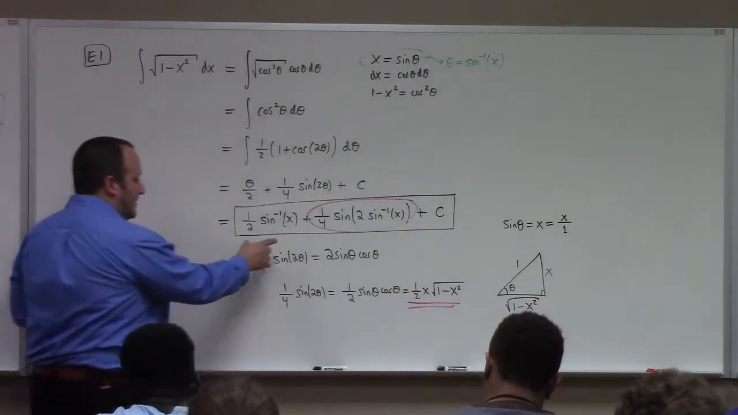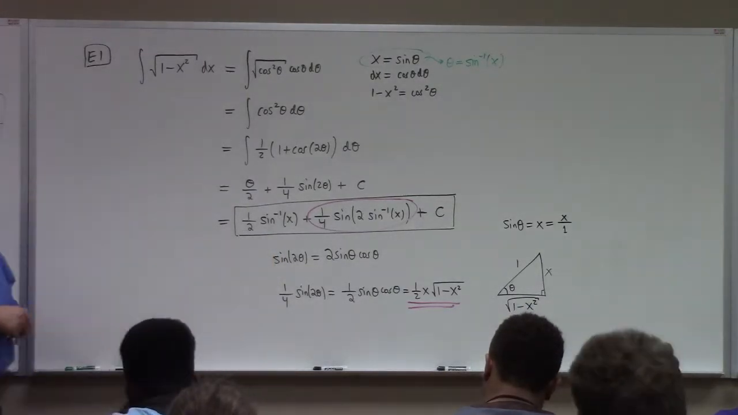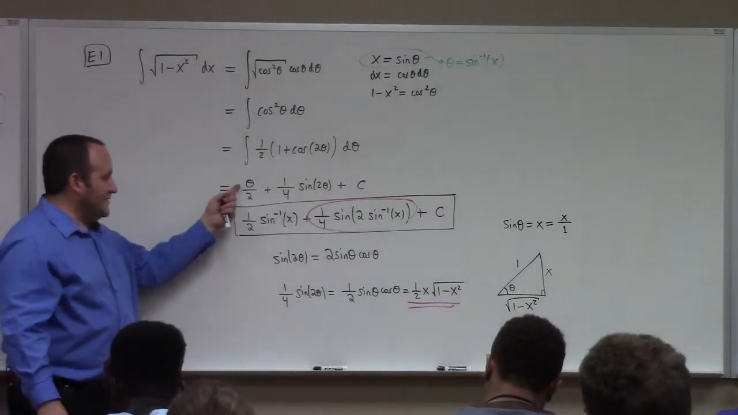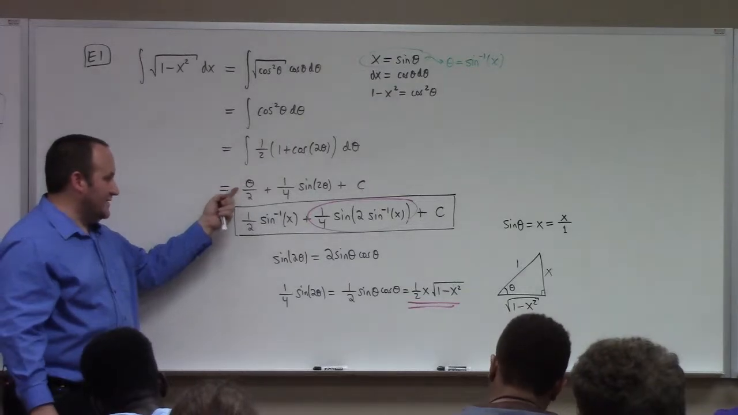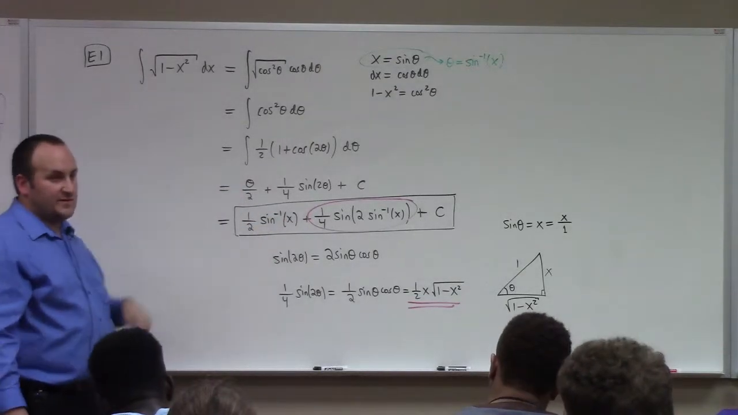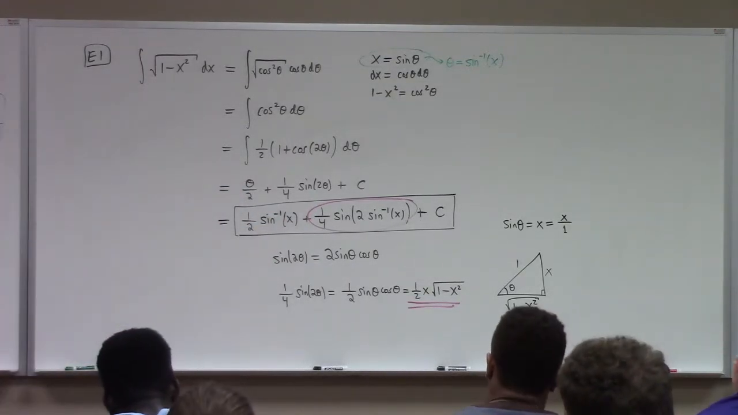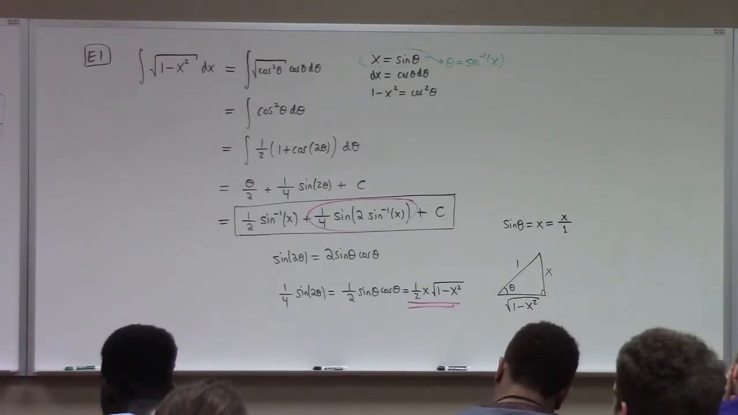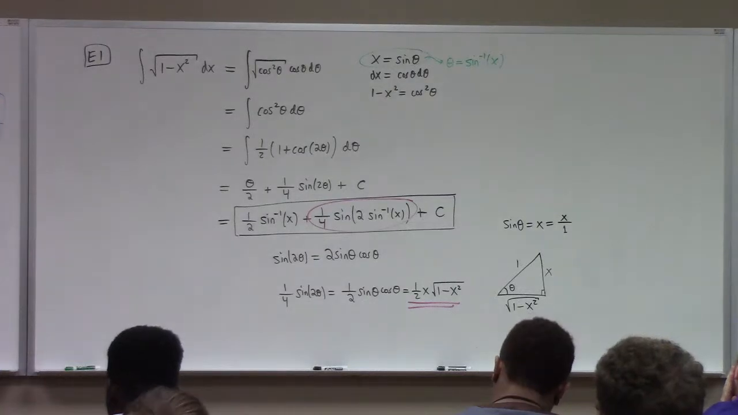There's nothing I can do about this 1/2 inverse sine. That comes from what I call a naked theta. It's just a theta sitting out there by its lonesome. There's nothing you can do about this except write inverse sine x. I mean, it is what it is. But the other term we can improve on. Good? All right.